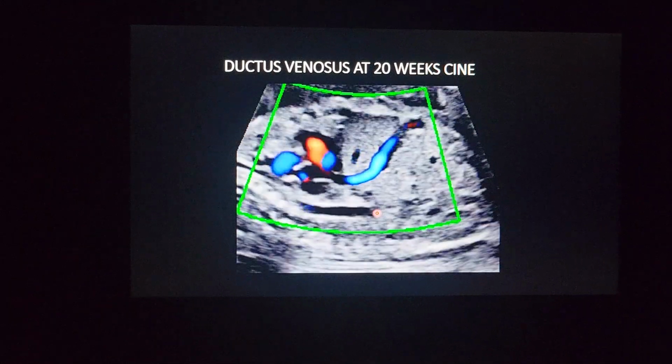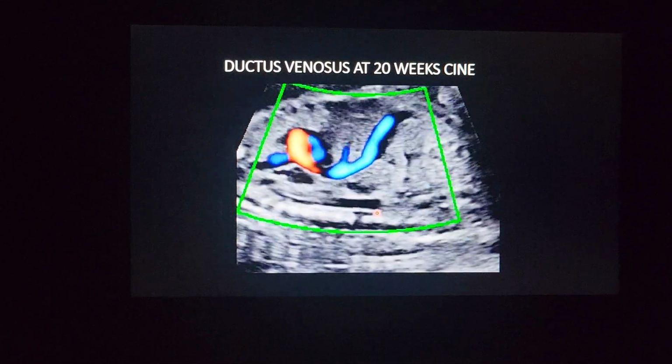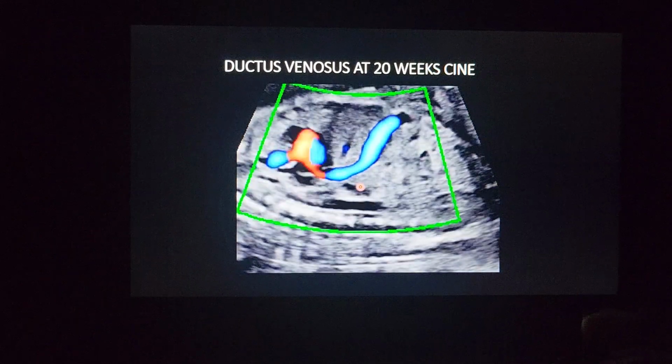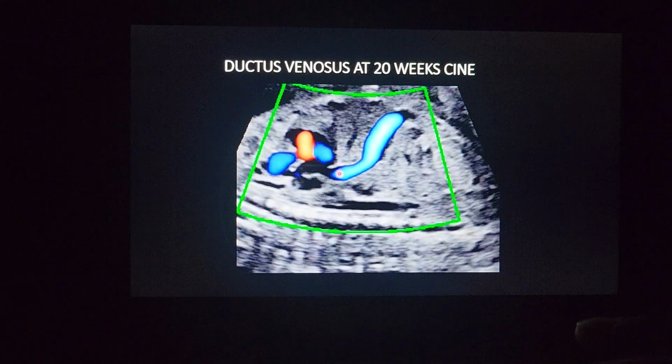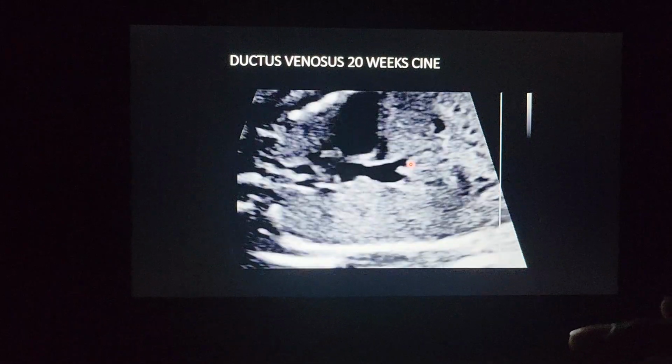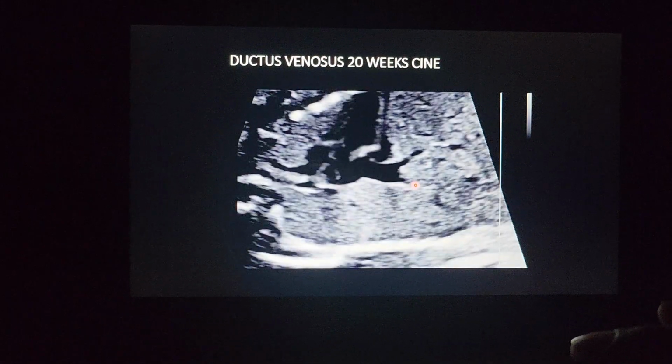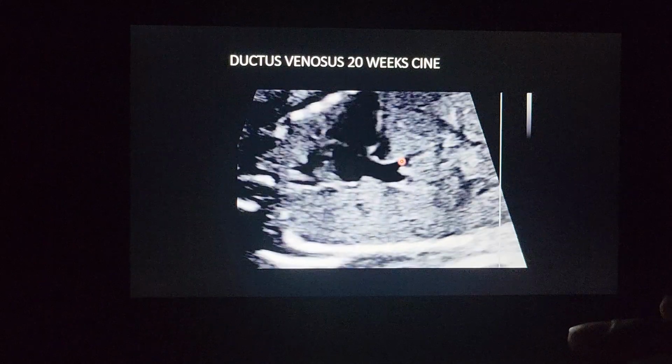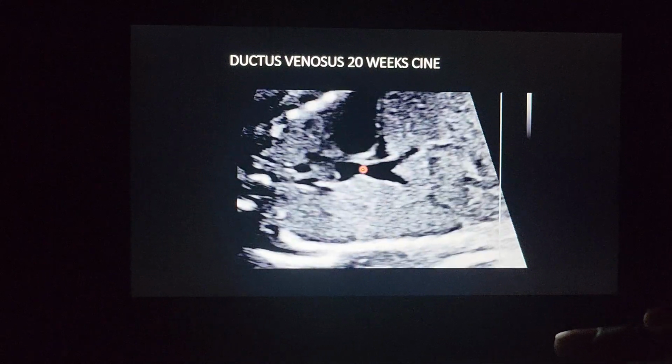At 20 weeks, this is the umbilical vein, the ductus venosus, the hepatic vein, and IVC. On 2D, you can see clearly that the IVC is posterior, that's the ductus venosus, that's the IVC, this is right atrium. So you can see that the ductus venosus connects to the IVC and not the right atrium or the hepatic vein.